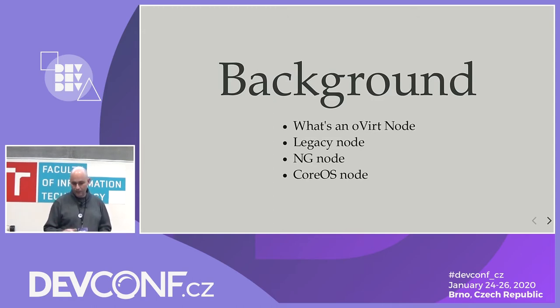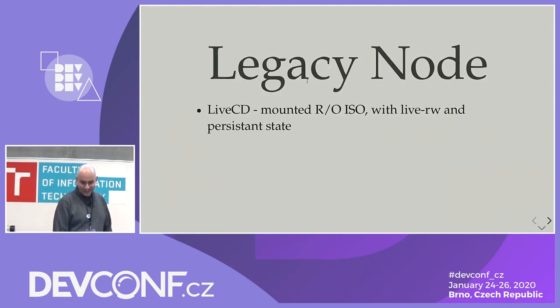So, like I said, there are different layouts. There was the legacy node, which we don't use anymore, but it was on oVirt 3.x, and the next generation node was oVirt 4, or is oVirt 4. And where we want to go next, something that we're looking at, is the CoreOS-based node. I don't know which version it is. So, legacy node.